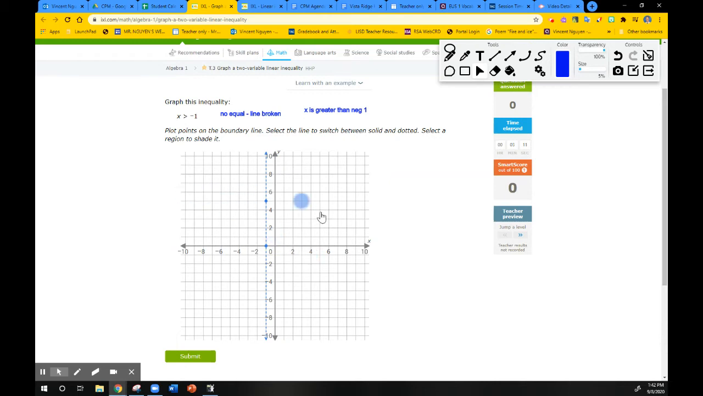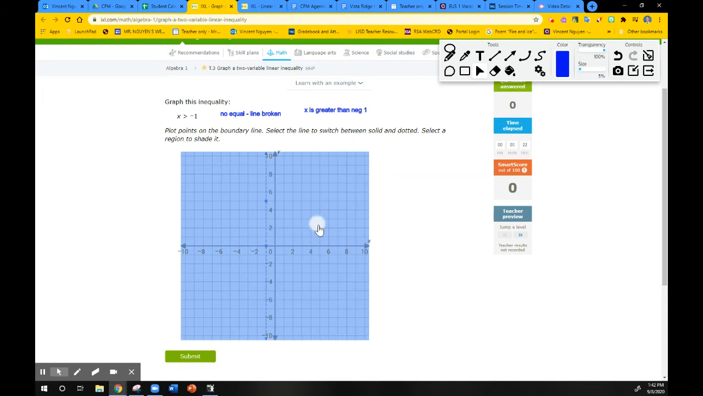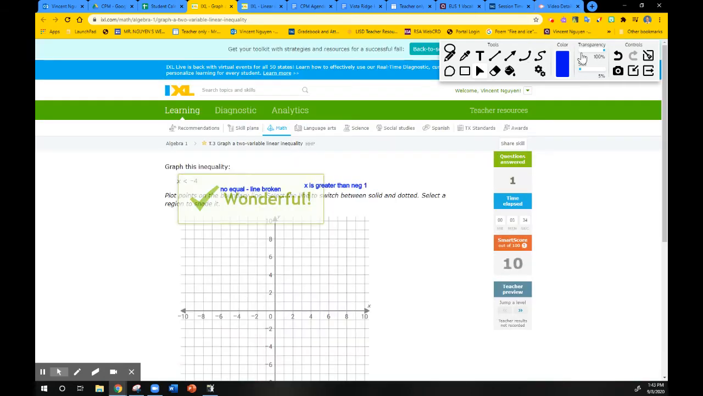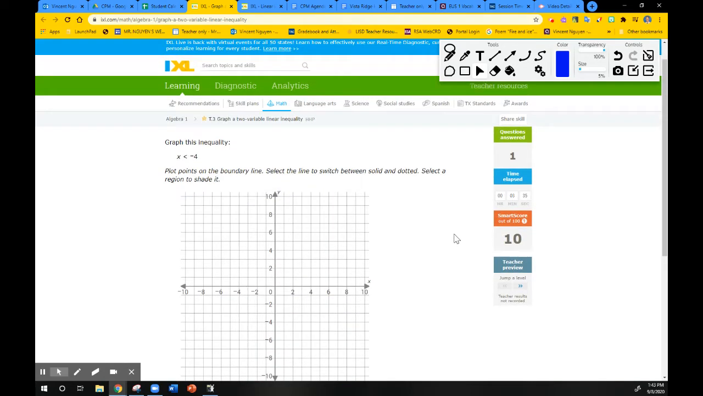To shade, you just need to click on either the left or the right. If I click over here, it will shade right there. If I click it again, it will unshade. If I click over here, it will shade over here. If I click over here, it will shade both of them, so I need to unclick over here. So I'm shading all of the side of x that are greater than -1, but not equal to it. Then I submit. Awesome. So that's a vertical line.